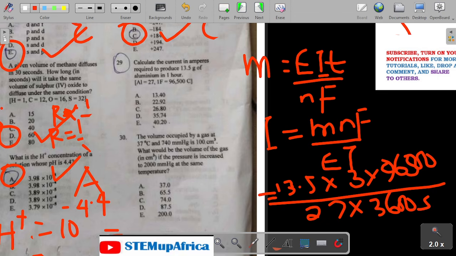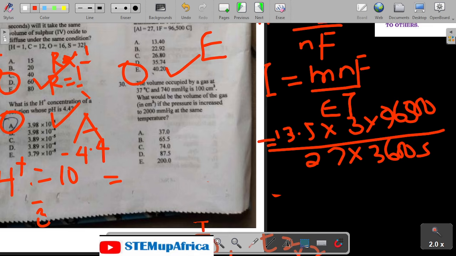So if I multiply 13.5 times 3 times 96500, then divide by 27, dividing by 3,600, that will give us 40.20. It ought to be 40.21, but I leave it as such to approximate, which is E.